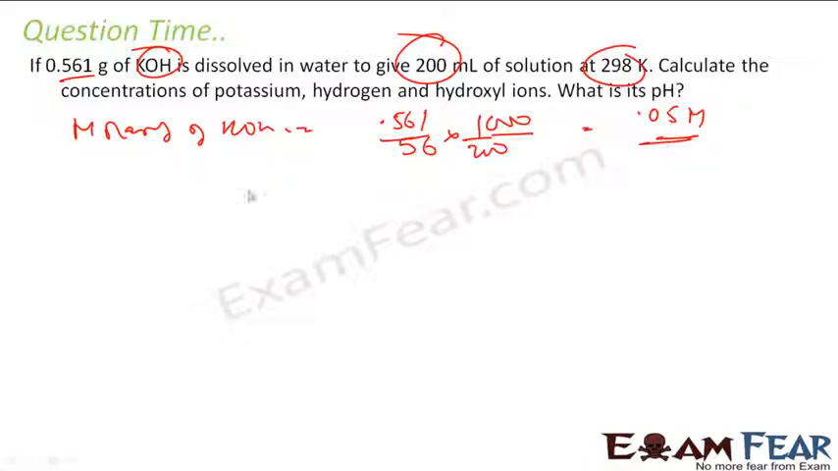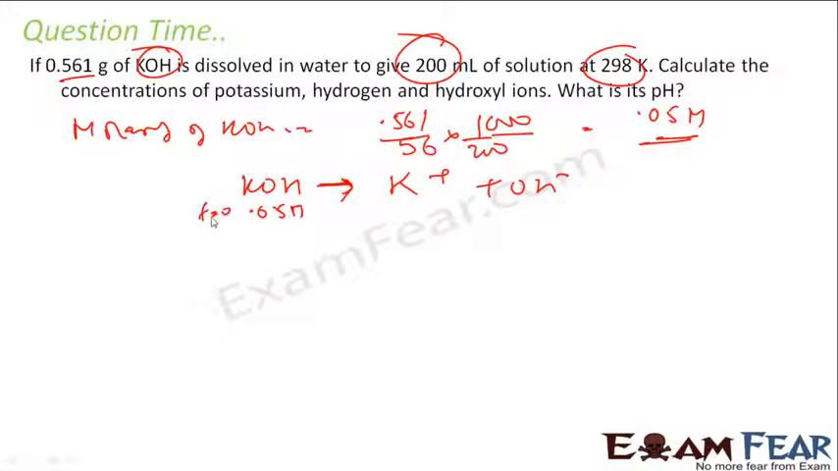So I have 0.05 M of KOH, gives K⁺ and OH⁻. Since I'm drawing a single arrow, because that means it's a very strong base, it will dissociate completely. So this is 0.05 M at t equal to 0. At t equal to after some time, this becomes 0, this becomes 0.05, this becomes 0.05. Right? So my OH⁻ ion concentration is nothing but 0.05.